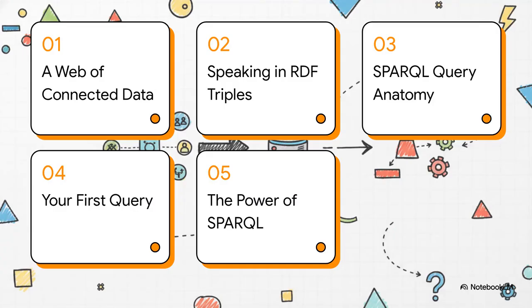Okay, so here's our game plan. First, we'll look at the big picture, this idea of a web of connected data. Then we'll learn its language, which is all about something called RDF triples. After that, we'll break down a SPARQL query piece by piece, run our first one, and finally see where its real mind-blowing power comes into play.